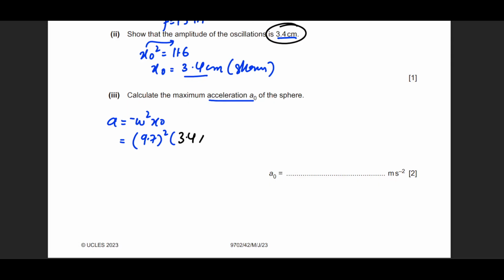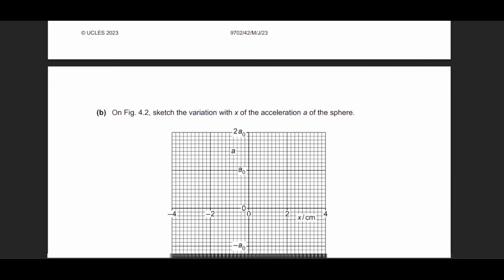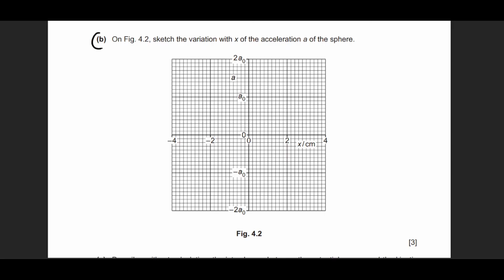So 3.4 into 10 raised to power minus 2. Why am I doing this minus 2? Because I'm dividing this by 100, because the acceleration is in meters per second square, so I need to convert centimeter into meter. And then don't forget to calculate this properly. After taking the square, you'll forget the square. Please make sure that you don't do that. So the answer is going to be 3.199 meters per second square, which up to two significant figures will be 3.2.